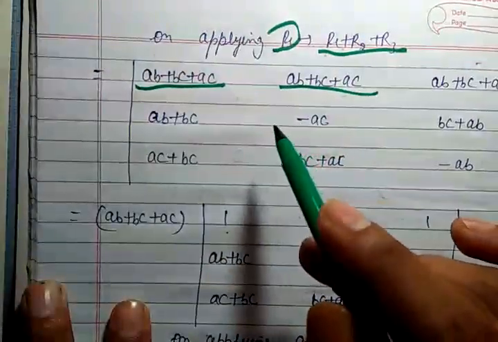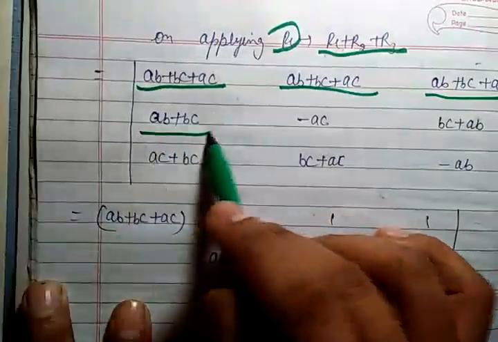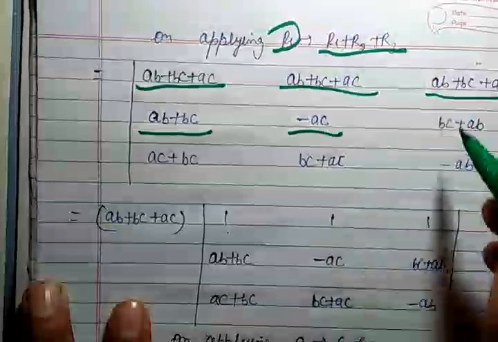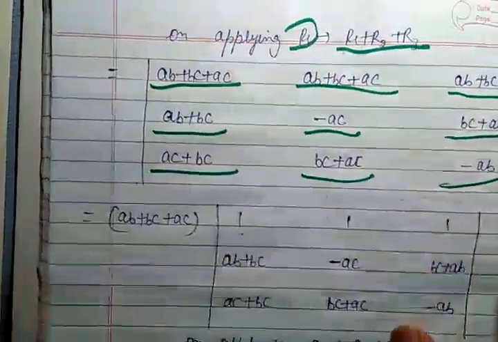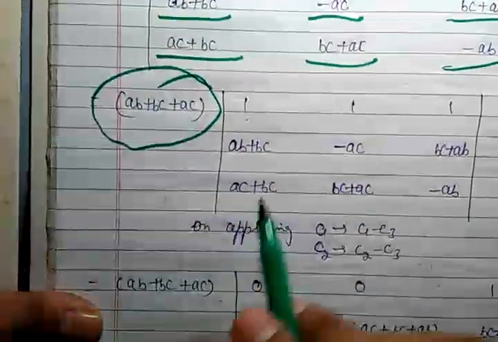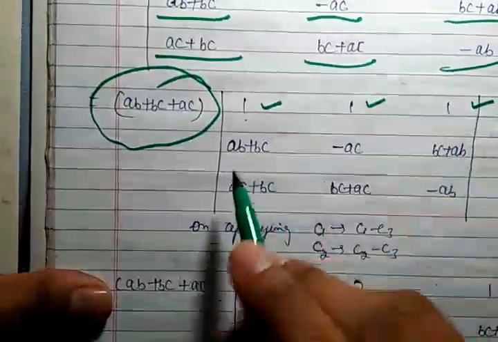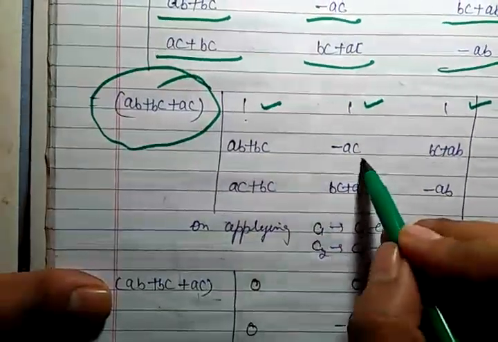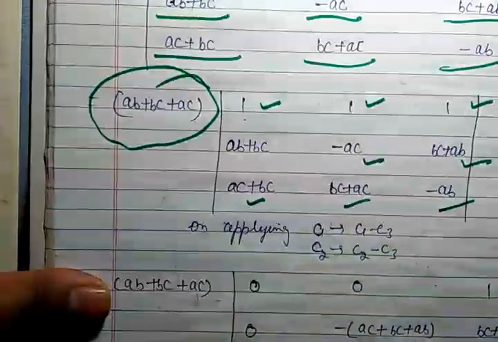After doing so you will get here ab plus bc plus ac, and here also ab plus bc plus ac, and here also ab plus bc plus ac, and the other rows are ab plus bc minus ac, bc plus ab, and ac plus bc, bc plus ac, minus ab. After taking out the common ab plus bc plus ac, we will get 1, 1 and 1 in the first row, and here we will get ab plus bc minus ac, bc plus ab, ac plus bc, bc plus ac, minus ab.